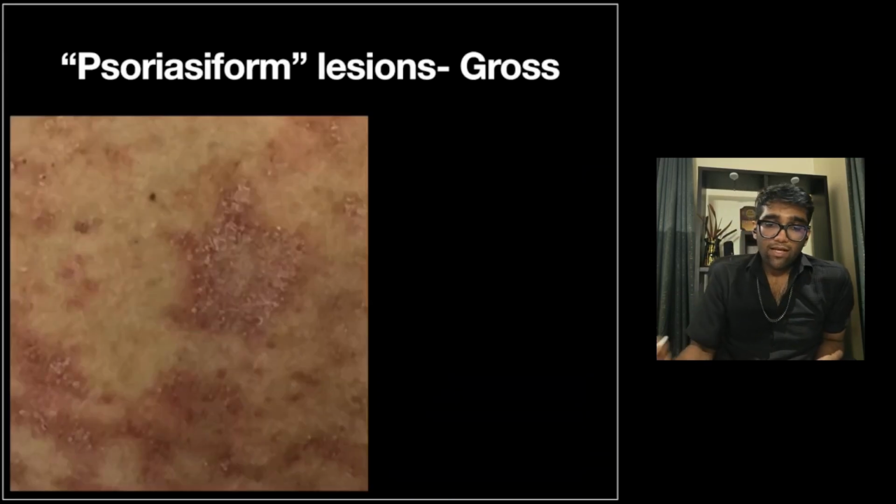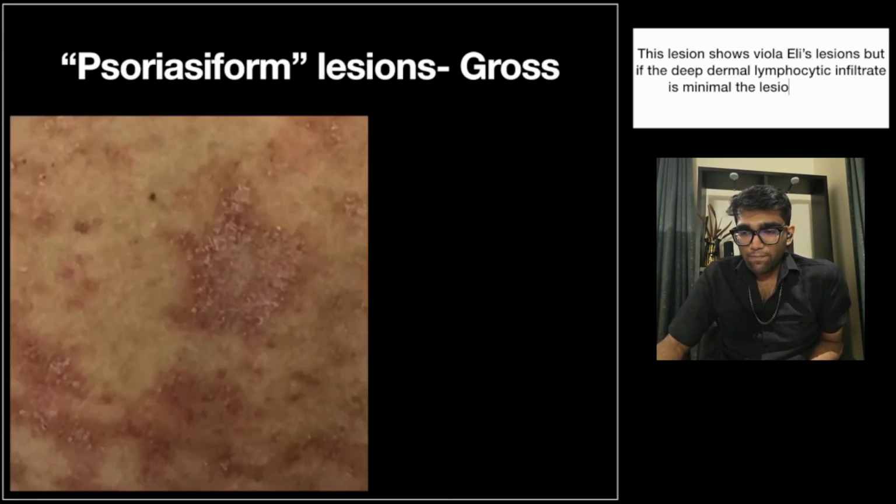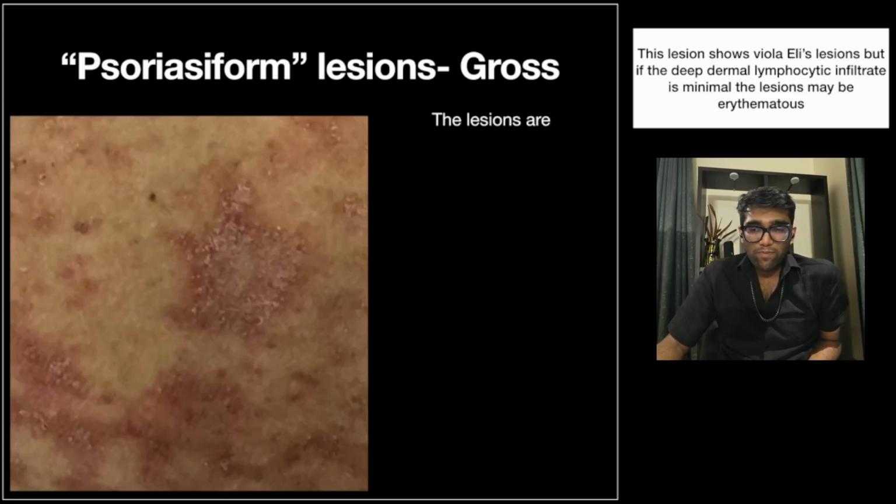Okay, now grossly, this is something very interesting. What you find is that the lesion is slightly violaceous. Now it is violaceous because there's a deep dermal lymphocytic infiltrate, but it need not be. It might as well have been erythematous. It depends on how much the superficial dermal infiltration was there. So that is a histopathological finding, but you can surmise or deduce it even from gross imaging. That is the aim of my discussion today.